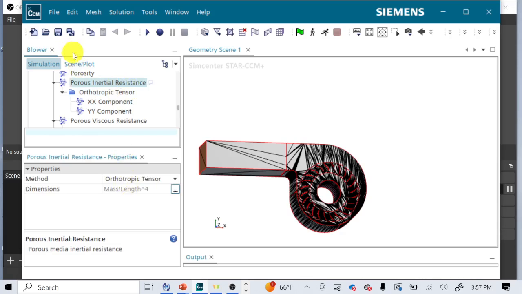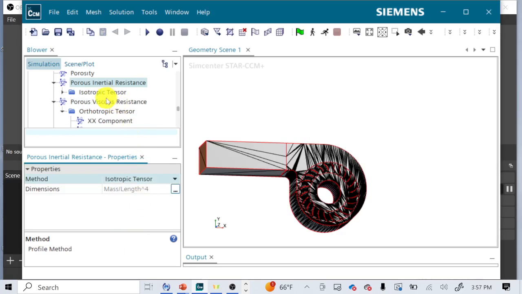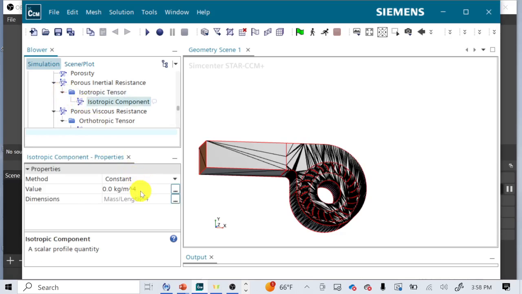If we look at porous inertial resistance, we can also change it so instead of orthotropic, we can say isotropic. What does that mean? Iso means same, tropic means effectively, in this case, properties in all directions. Isothermal means you have the same temperature everywhere. Isobaric means you have the same pressure everywhere. Isotropic means you have the same properties in all directions. So we can say isotropic instead, and that gives us one value to change, which just means that this I term is going to be the same in the X and Y directions.